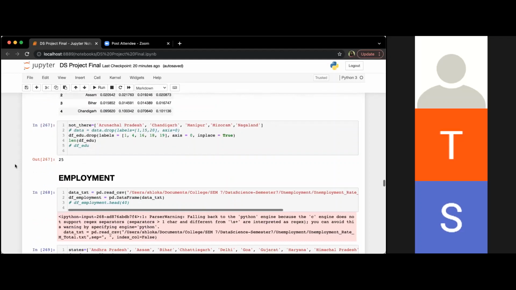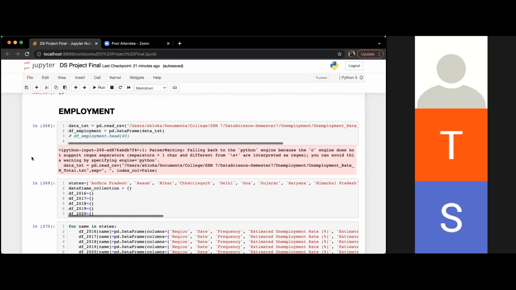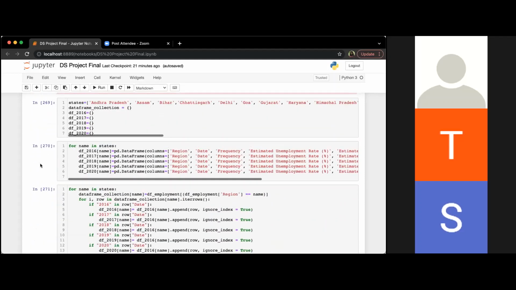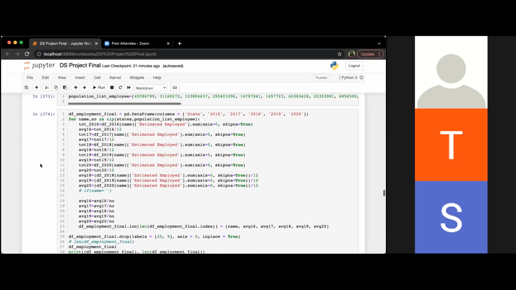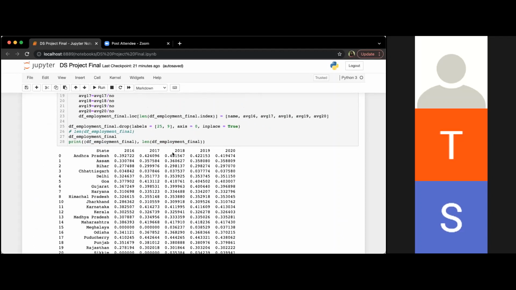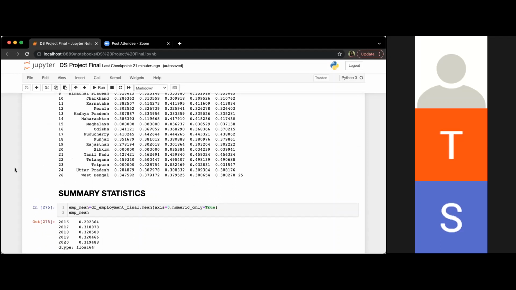Coming to the employment data set, we again import our data. The data here is monthly data, and we get it down to a yearly form. You can see that here. So we have each state and we have the data for each year. Even here, we have divided the total data by the population of that particular state to bring it to a common scale, not only among the different years, but also with the education data.